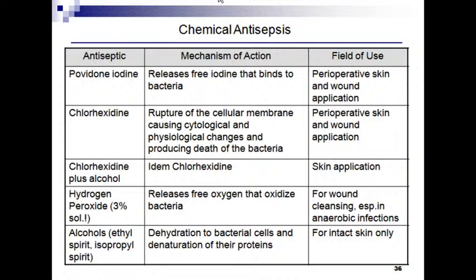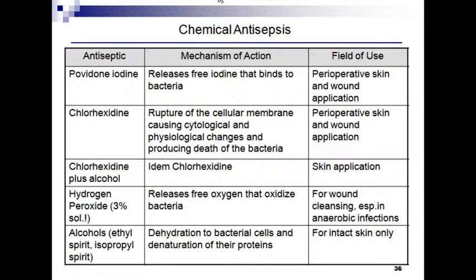Second drug, chlorhexidine. Chlorhexidine, synonym is ibutan. Mechanism of action: rupture of the cellular membrane causing cytological and physiological changes and producing death of the bacteria. Field of use the same as povidone iodine: perioperative skin decontamination and wound application.